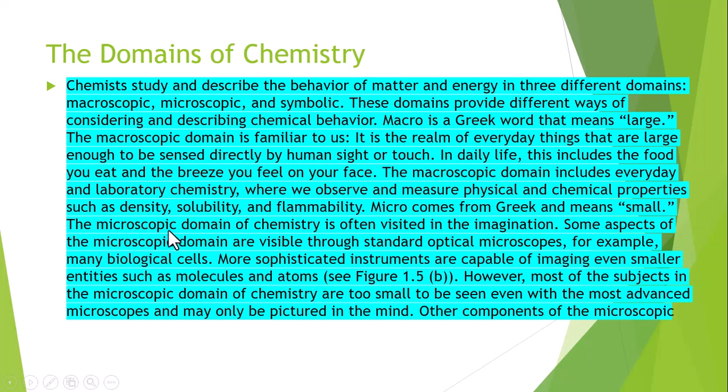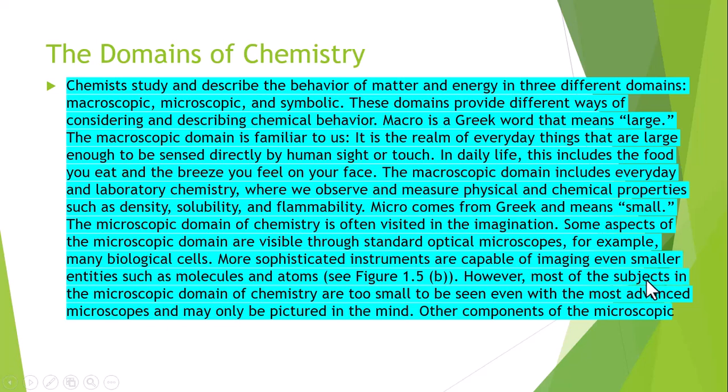The microscopic domain of chemistry is often visited in the imagination. I think they imagined atoms because of this. Some aspects of the microscopic domain are visible through standard optical microscopes, for example, many biological cells. More sophisticated instruments are capable of imaging even smaller entities such as molecules and atoms.